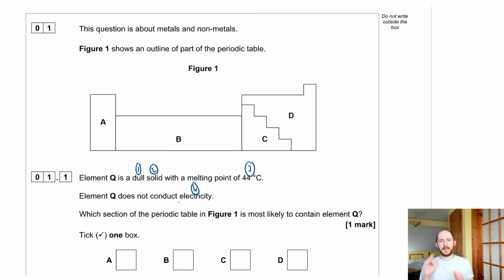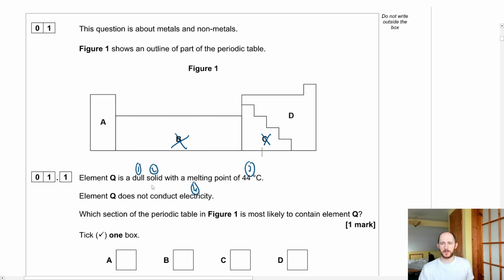And that will help us eliminate sections of this diagram because we are trying to work out what section is most likely to contain Q. Now, dull means it's not shiny, which means it's probably not a metal, because metals in general can be polished, which means they can become shiny. The same thing with not conducting electricity. I know that not all metals conduct electricity, but generally speaking, metals do. So the fact that it's dull and does not conduct electricity eliminates metals, which means we're eliminating the transition metals and these groups of materials over here. So we have aluminium and germanium and things like that, which are metals as well. But B is the transition metals. We could definitely get rid of that.